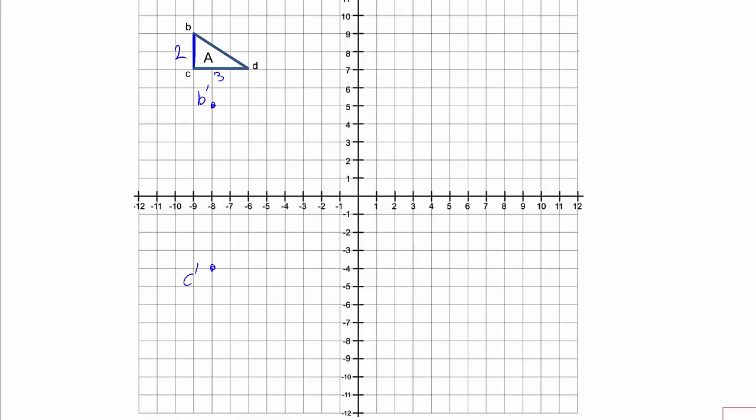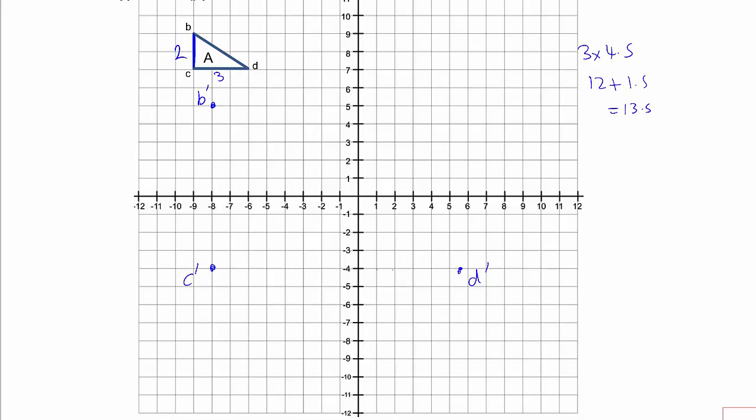This is 3. 3 times 4.5, well, 3 times 4 is 12. 3 times 0.5 is 1.5, so that's 13.5. So 1, 2, 3, 4, 5, 6, 7, 8, 9, 10, 11, 12, 13.5. So that would be where D dashed is.